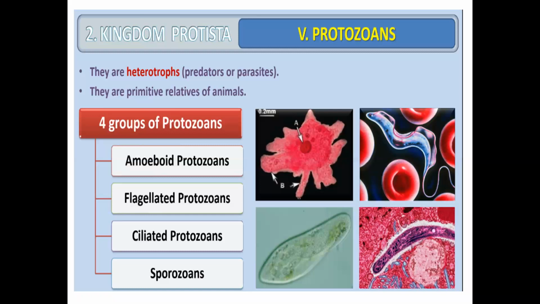So again, to tell you the five, at least you have to know the five names. First is chrysophytes, second is dinoflagellates. Then third is euglenoid, fourth slime mold, and fifth protozoa. So we have to study two characteristics of each. That is enough for you.